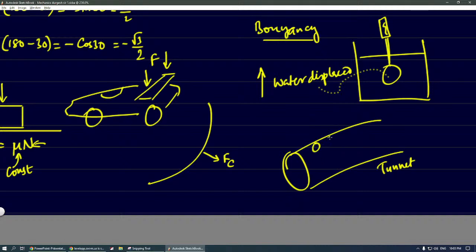The car can move upside down. When it is moving very fast, it can move upside down, overcoming all the gravitational force, and the push is so high that it will be touching the roof. It's that high. It's not a joke.